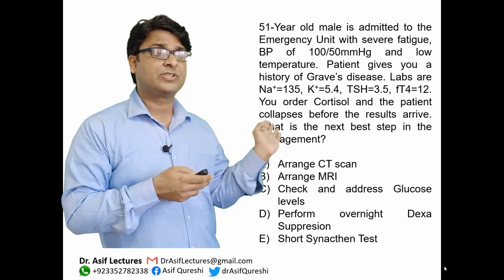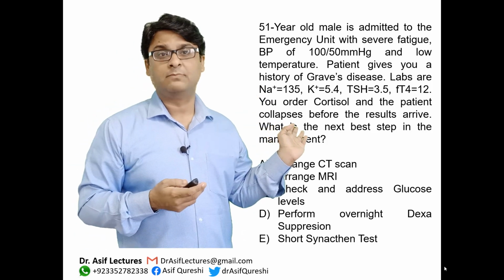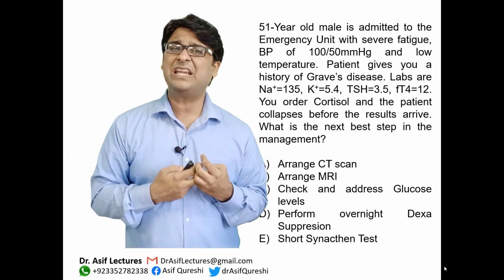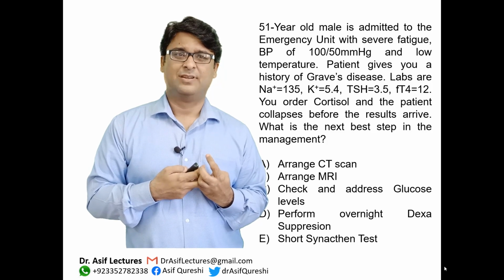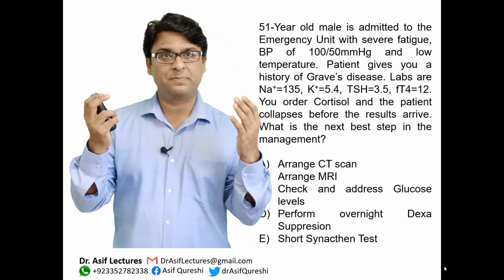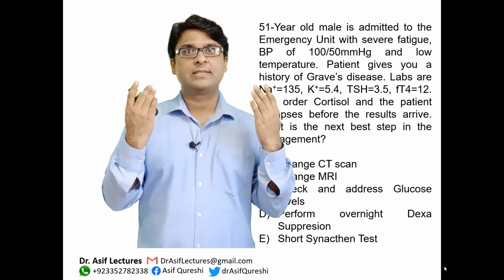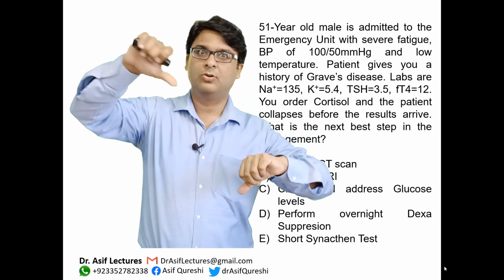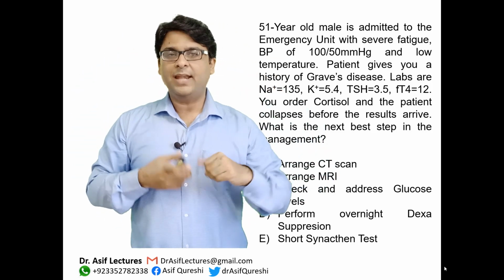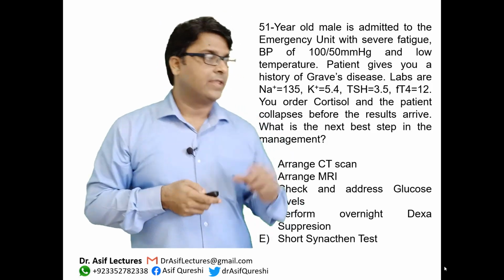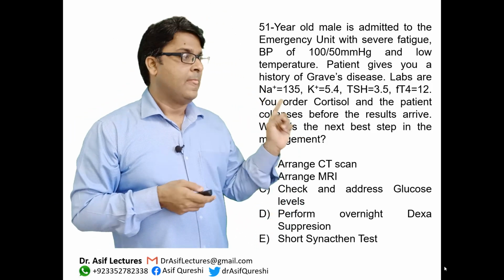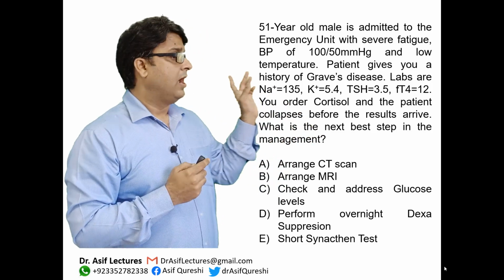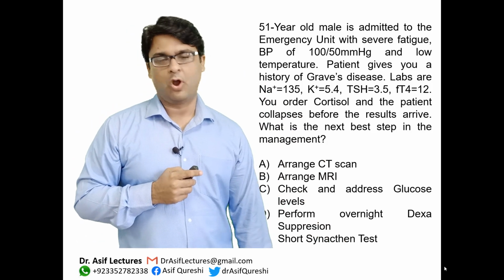While the cortisol results have not yet come, you are waiting for them, and the patient collapses. Bad news. You were so happy that you were diagnosing the patient in the right direction. You think the patient has adrenal gland insufficiency, low cortisol, low aldosterone, low androgens, and suddenly your patient collapses. The question is, what is the next best step in the management? The options are: arrange a CT scan, which I told you is the wrong answer, the patient is collapsing. Arrange an MRI, wrong answer.